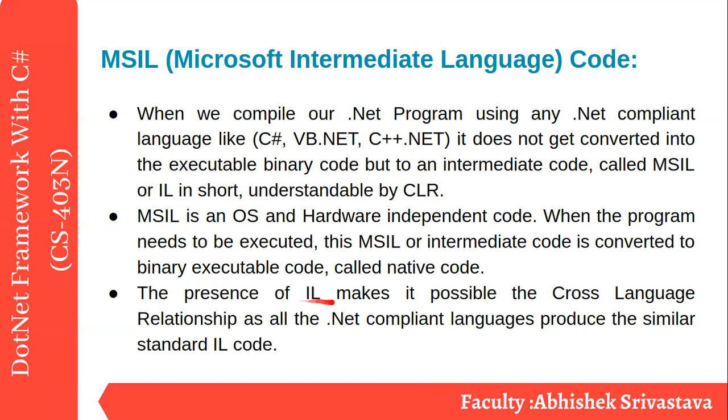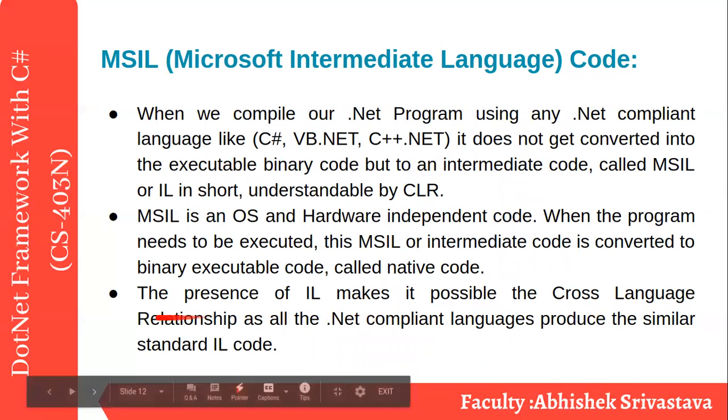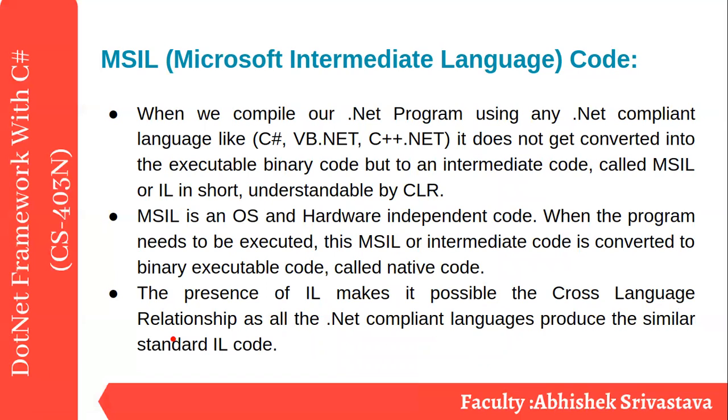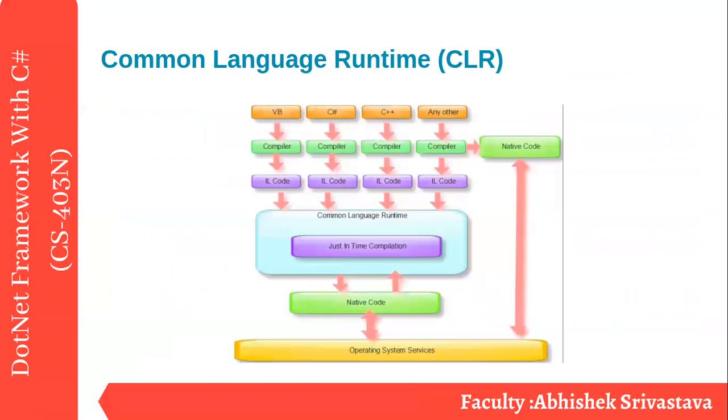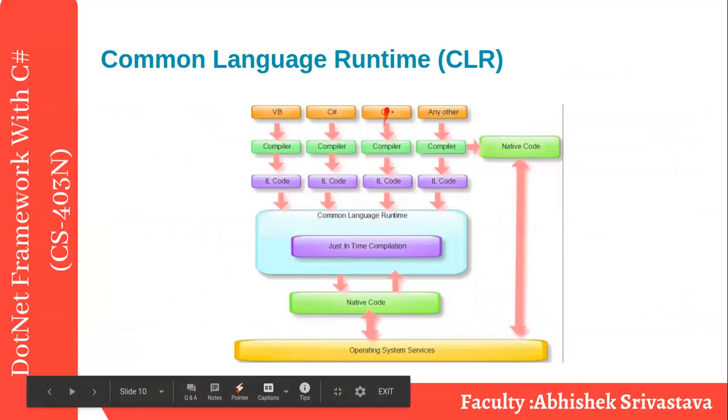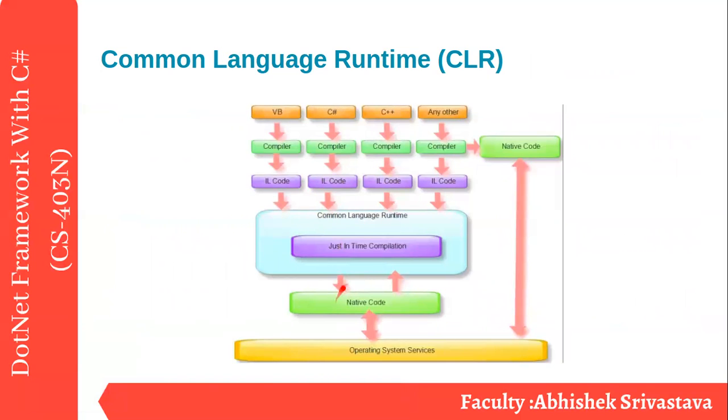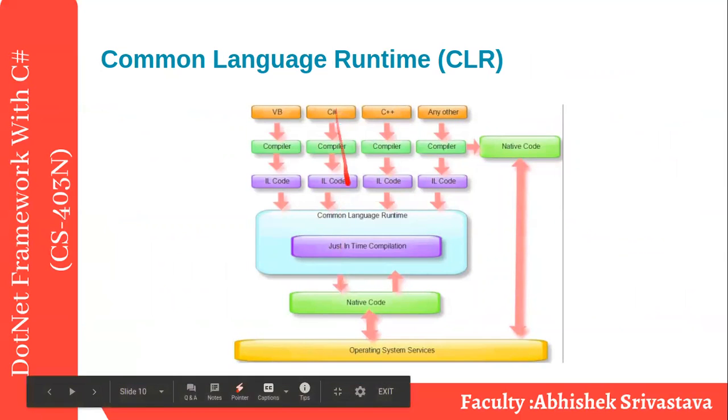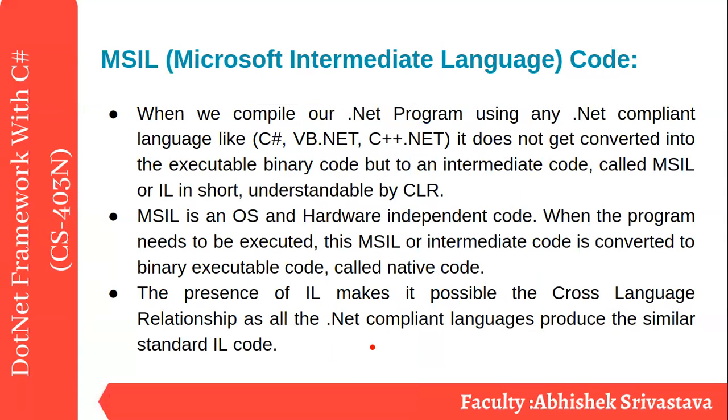Now, the presence of IL makes it possible to have cross language relationships. Just as I told you, Microsoft supports many languages. So what is written in different languages, all code is combined and one native code is produced. That means if you take one code from C sharp and one code from C plus plus, here the JIT compiler will provide one unique code which contains the combination of C sharp and C plus plus, and that code interacts with the operating system. All right, that's the beauty of CLR.